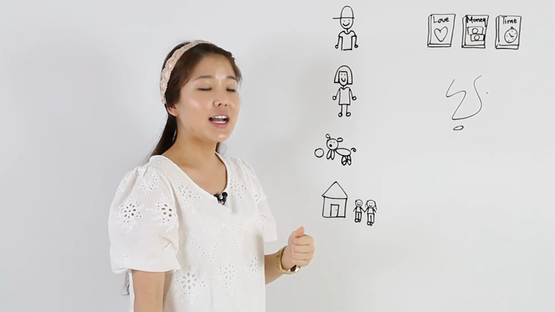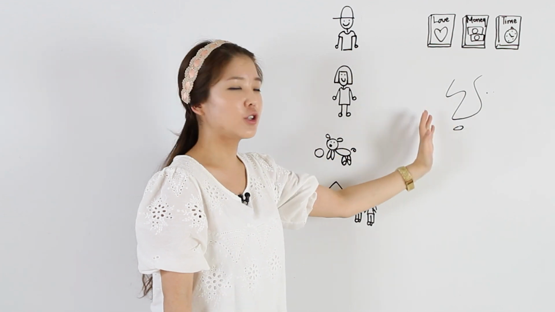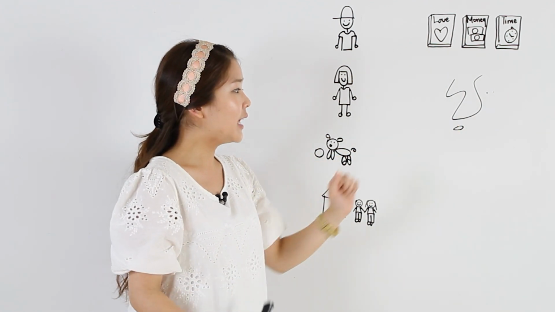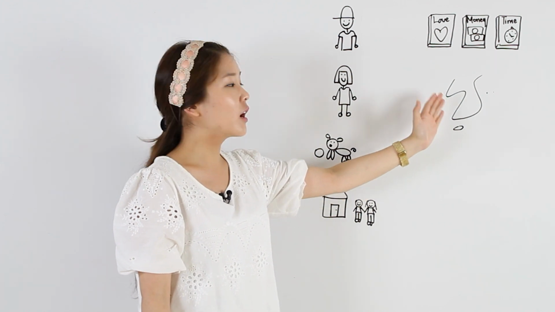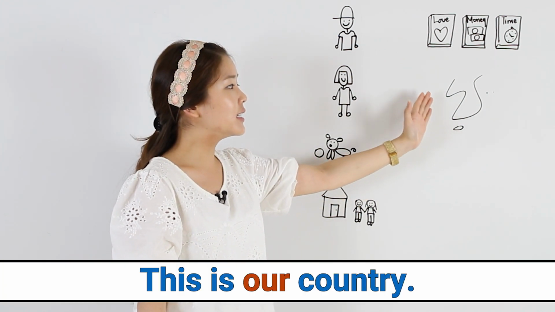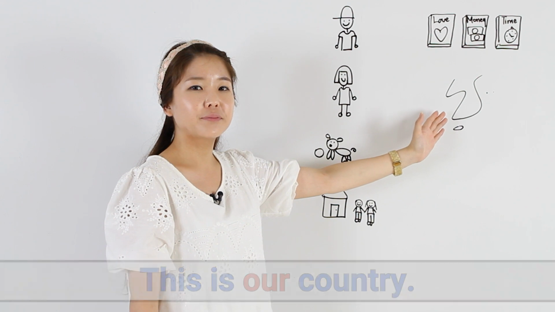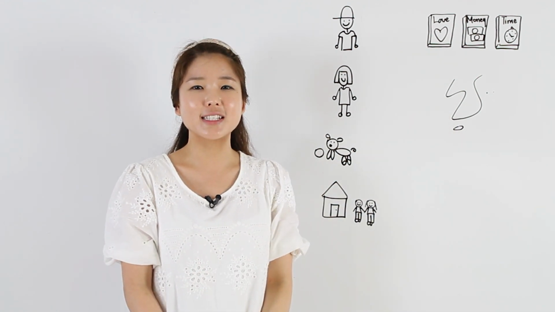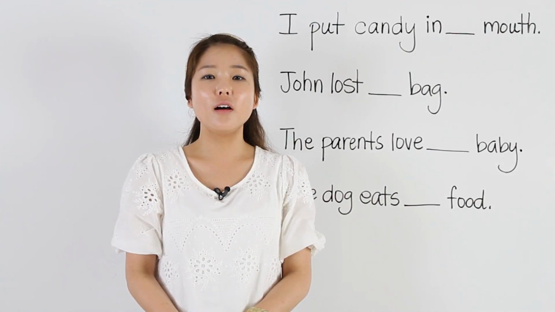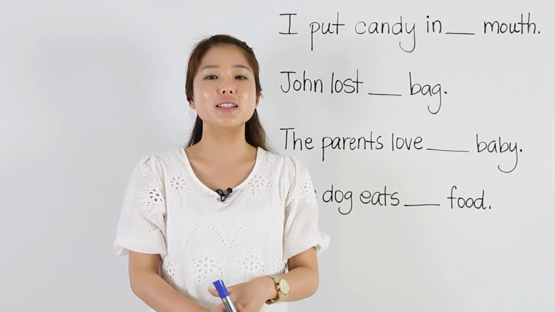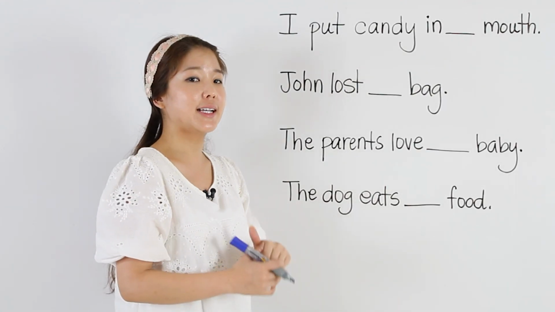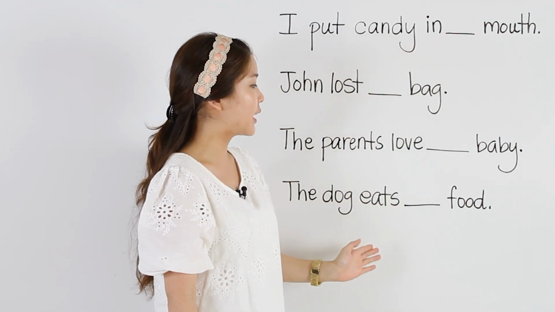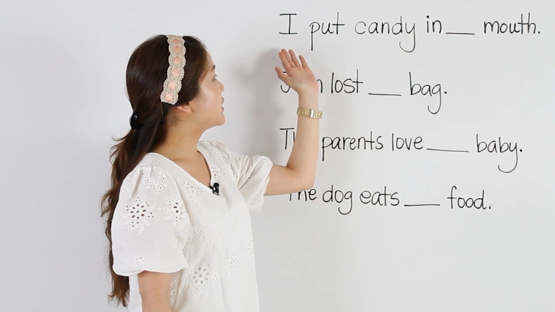Okay, and the last one, here's the country Korea. We all live here, so we say, this is our country. Okay, let's move on to the next part for some more practice. Here are some practice sentences. We're going to put possessive adjectives on these lines. Okay, so let's try together.